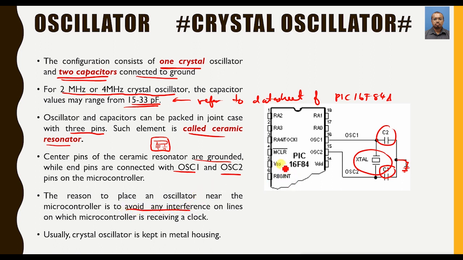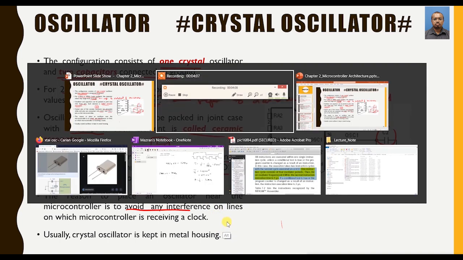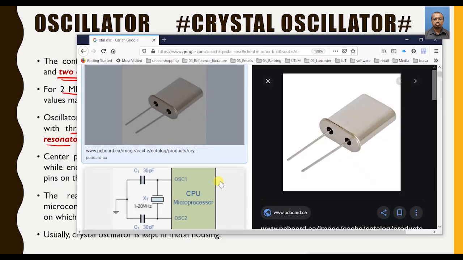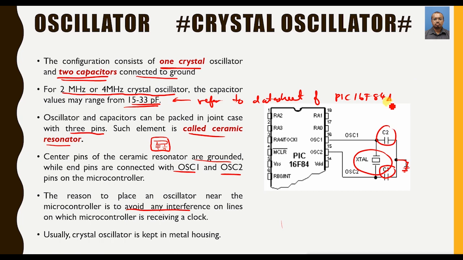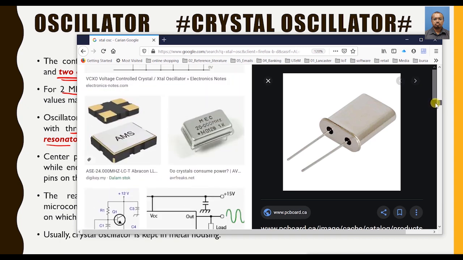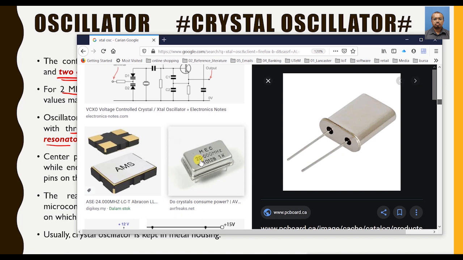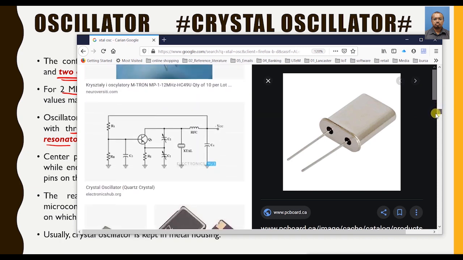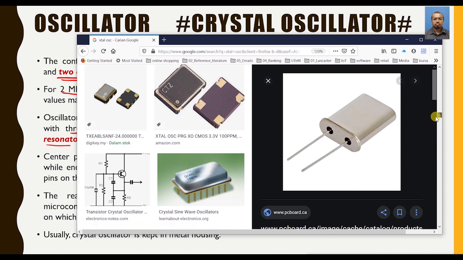So it says here, crystal oscillator must be placed very close to the PIC microcontroller. Usually the crystal oscillator is kept in metal housing. If you were to look at an example of crystal, here's how a crystal looks. This is one type of crystal, and this is how the circuit is arranged. This is what we call the crystal oscillator with built-in capacitor. This is a surface mount crystal oscillator.